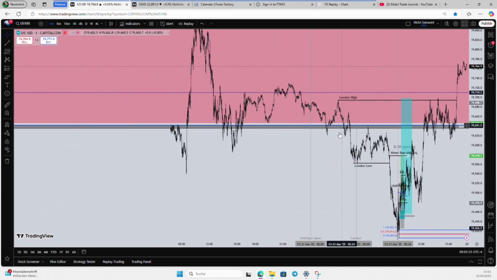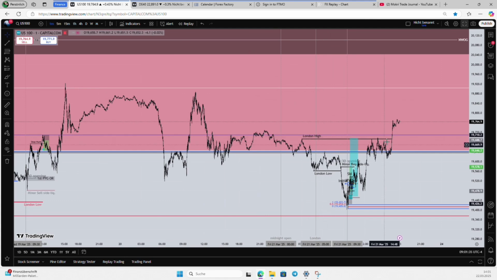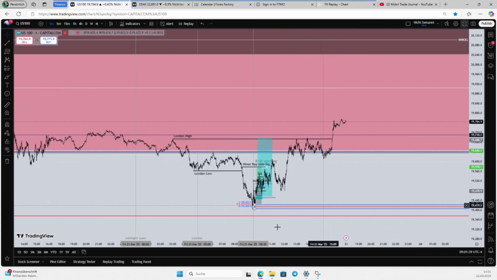Another reason for me thinking that price is trading higher was the TGIF, the London high, and also this new week's opening gap.